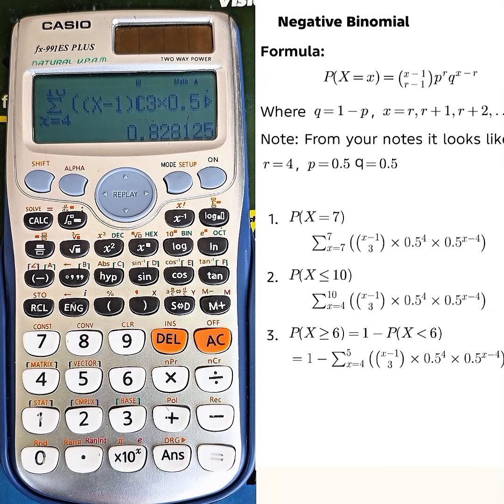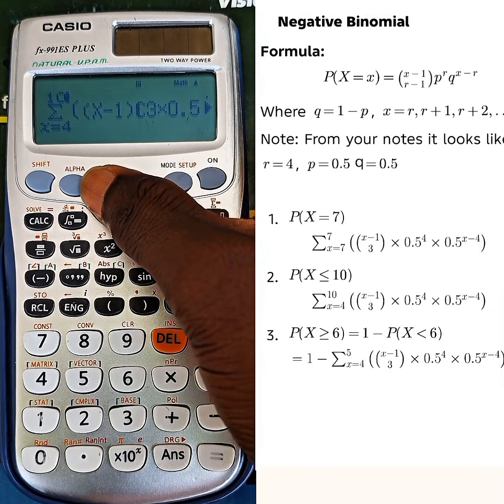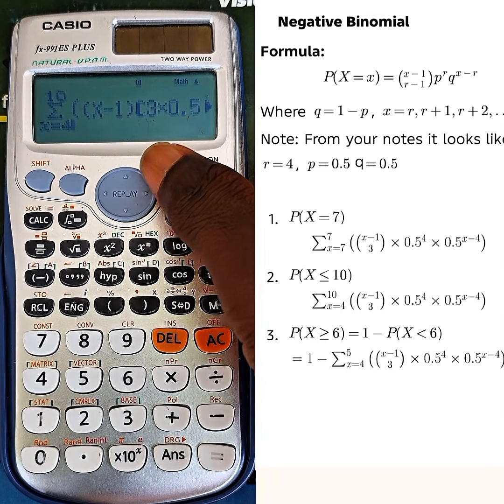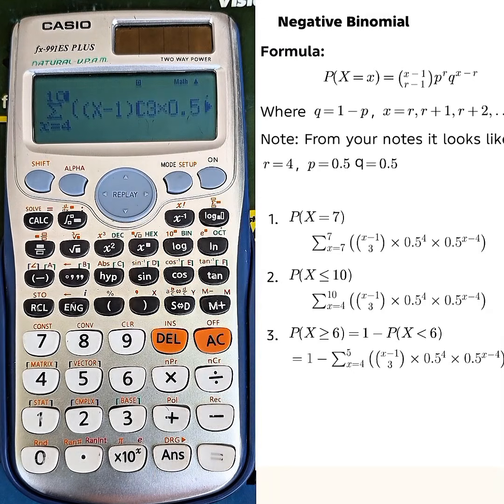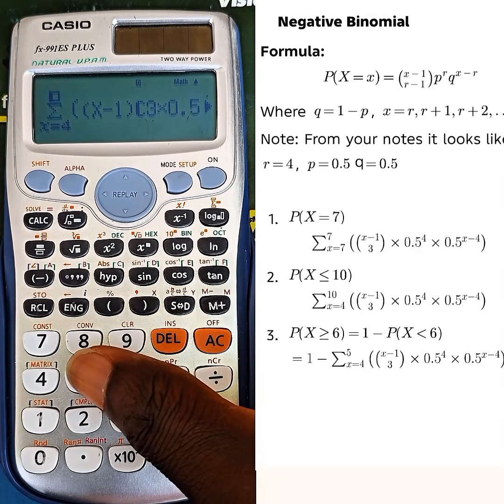The probability of x is greater than or equal to 6 is the same as 1 minus the probability of x is less than 6. So all we have to do is first of all get our value for probability that x is less than 6. Then from there we can subtract from 1 to get our at least 6 tests. We know that x starts from 4, so that remains. Probability that x is less than 6: what is less than 6 is 5. So it's going to be from 4 to 5. We delete this and put 5.